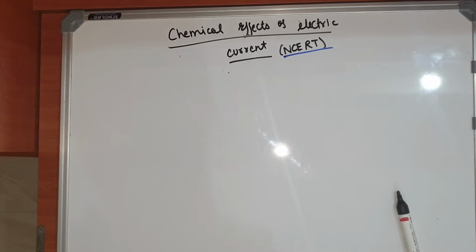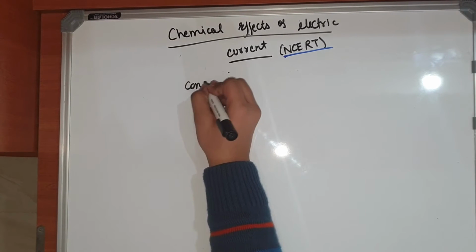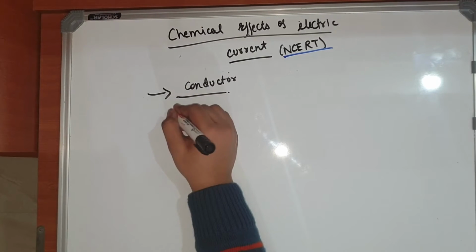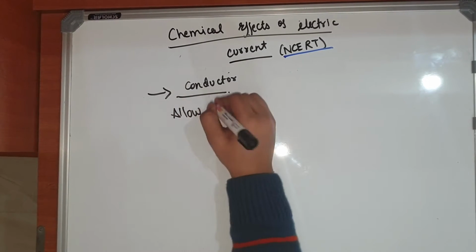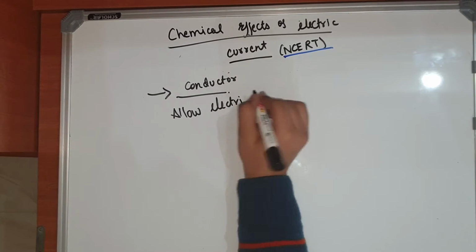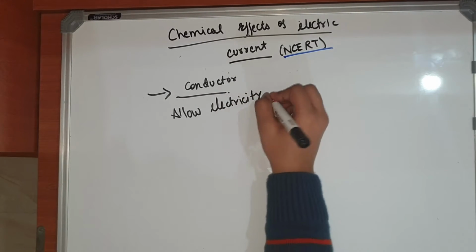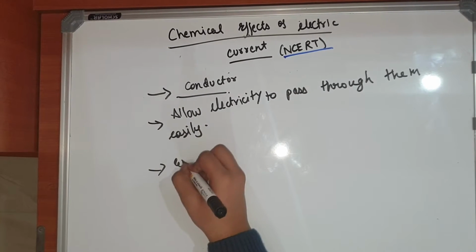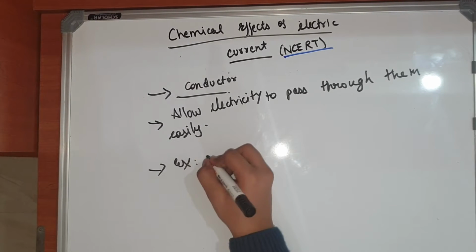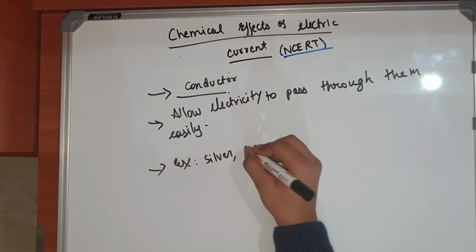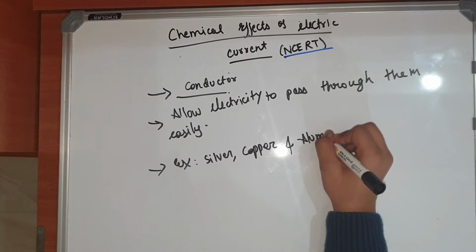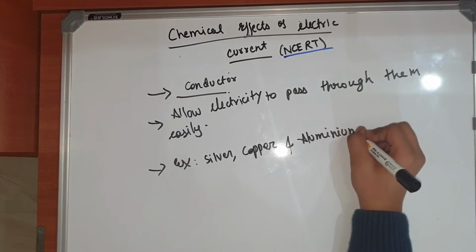So the first thing that comes in the chapter is what are conductors and non-conductors. So what are conductors? The materials that allow electricity to pass through them easily are known as conductors. Some examples are silver, copper, and aluminium, and there are many more, etc.